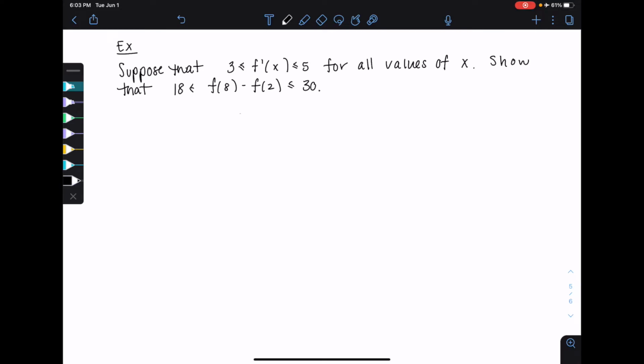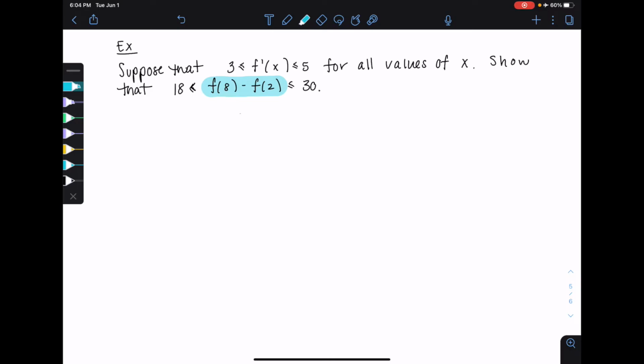So suppose that 3 is less than or equal to our derivative, which is less than or equal to 5 for all values of x. So I know my derivative is bounded between 3 and 5. We want to show that f of 8 minus f of 2 has to be trapped between 18 and 30. So this is a hidden mean value theorem in disguise. And the reason I can gauge that it's going to be mean value theorem is because I'm looking to bound the difference in two y values.